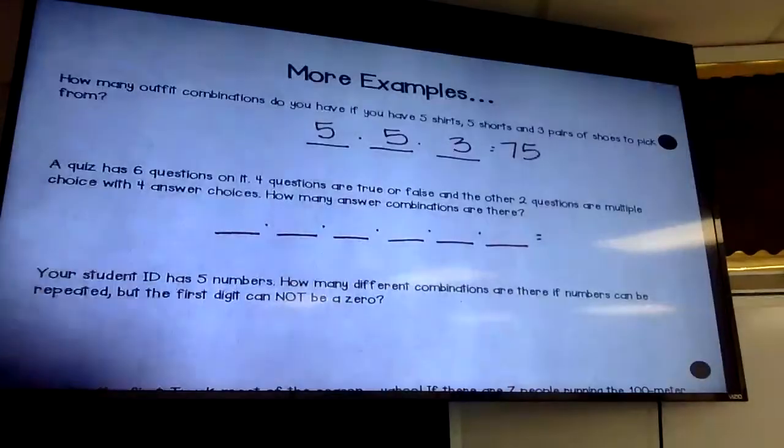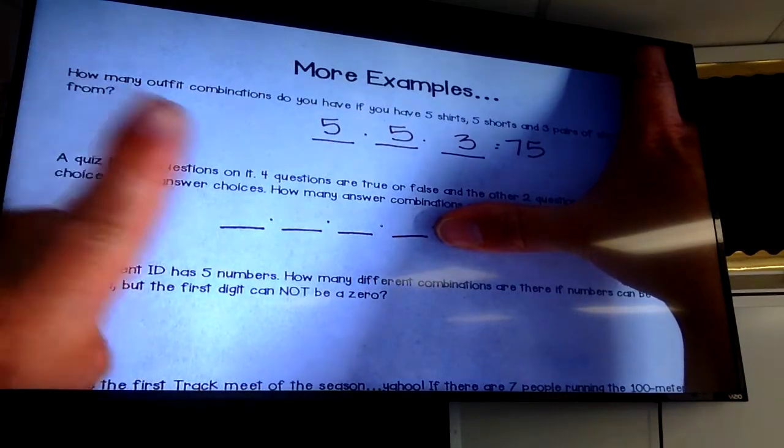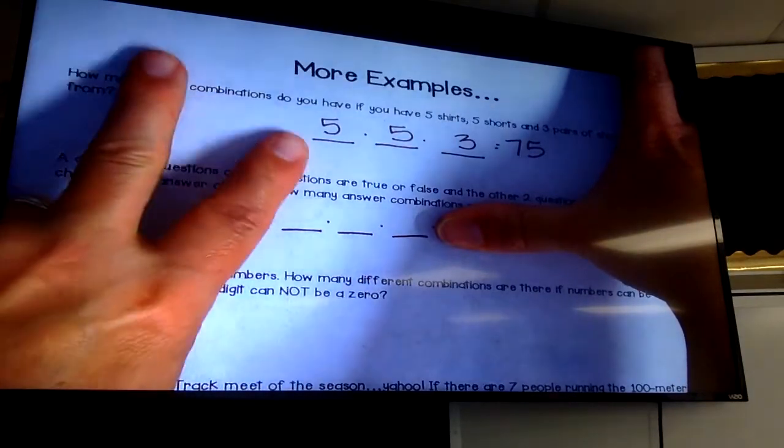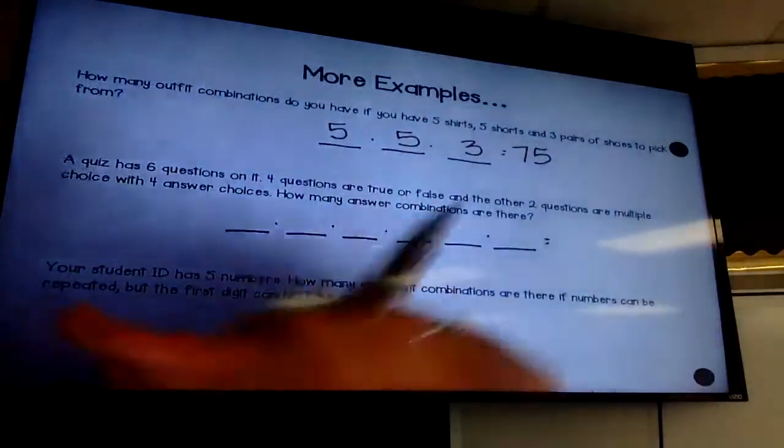The first 4 questions, so I'm going to cover up these last 2. The first 4 questions are true or false questions. So how many possible answer choices are there? Well, there's true or false, so there's 2 answer choices for each of those first 4 questions.